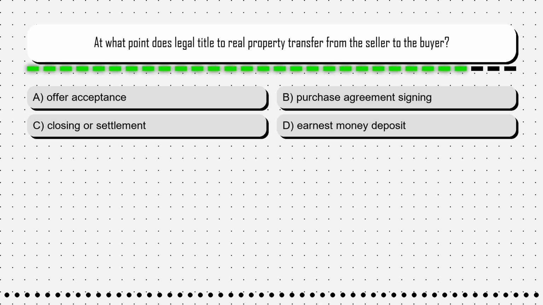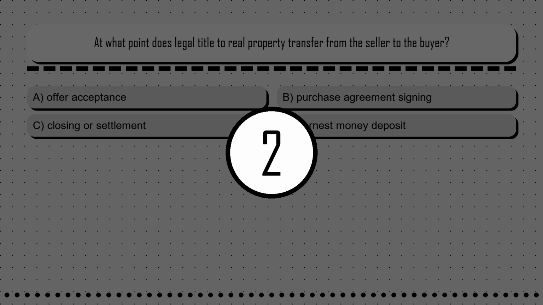Question 23. At what point does legal title to real property transfer from the seller to the buyer? Option A, offer acceptance. Option B, purchase agreement signing. Option C, a closing or settlement. Option D, earnest money deposit.